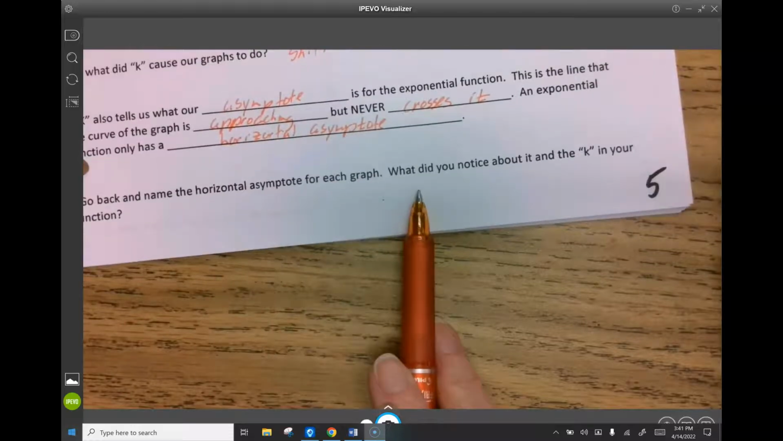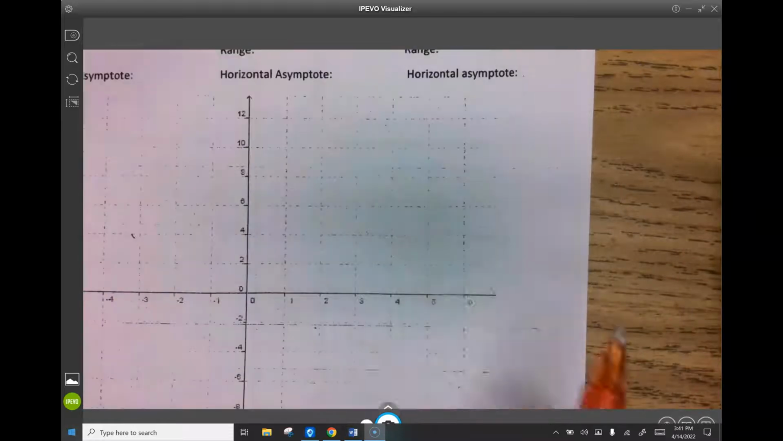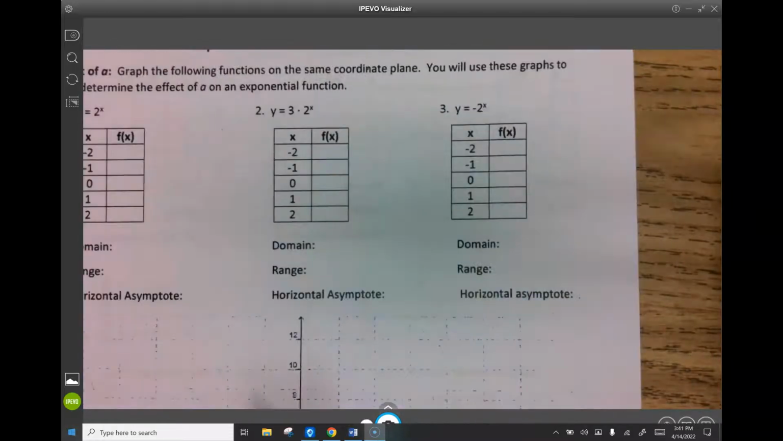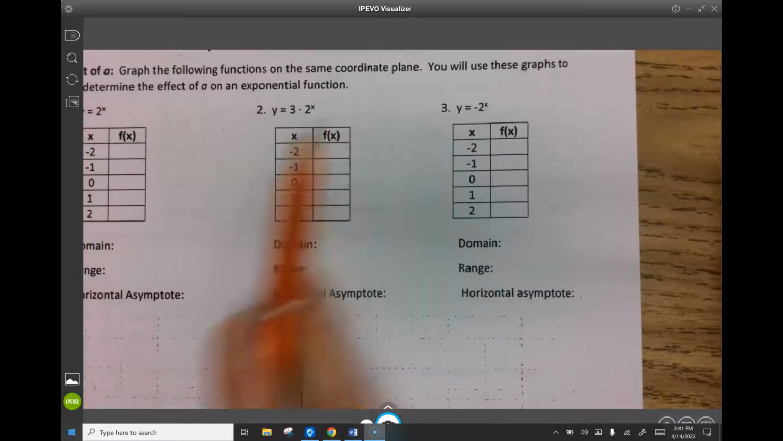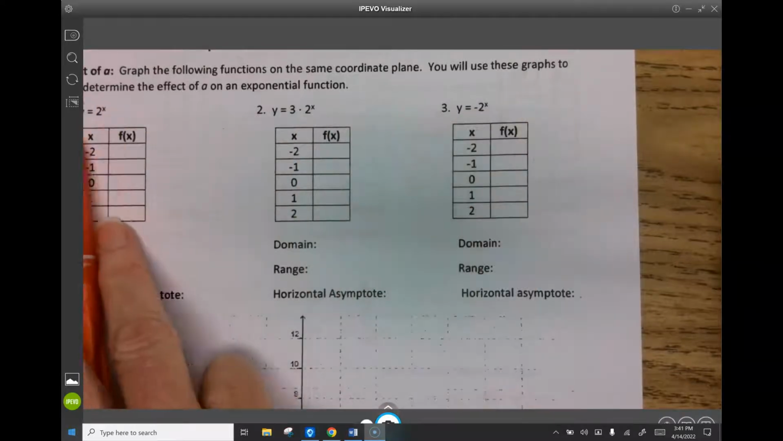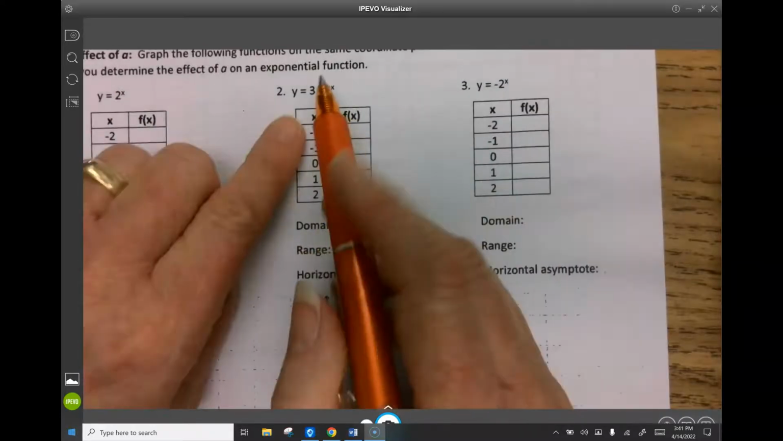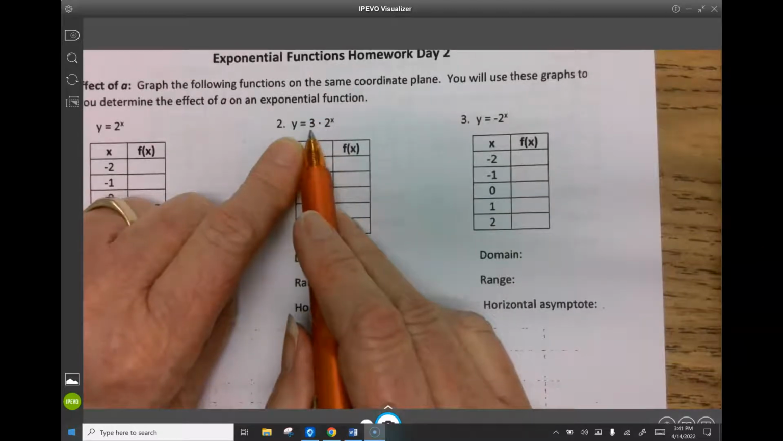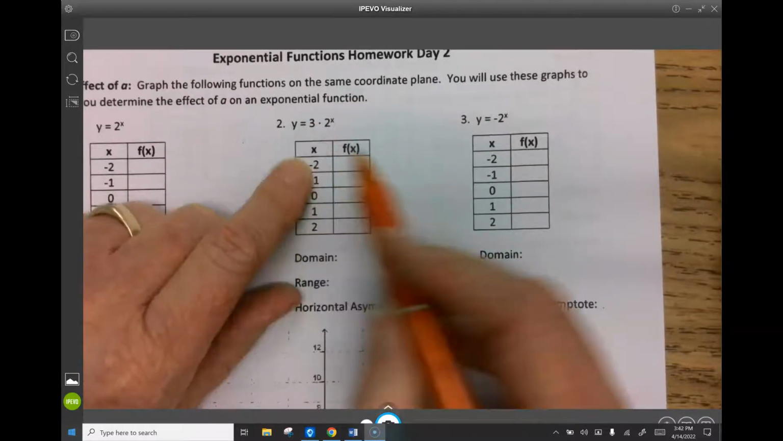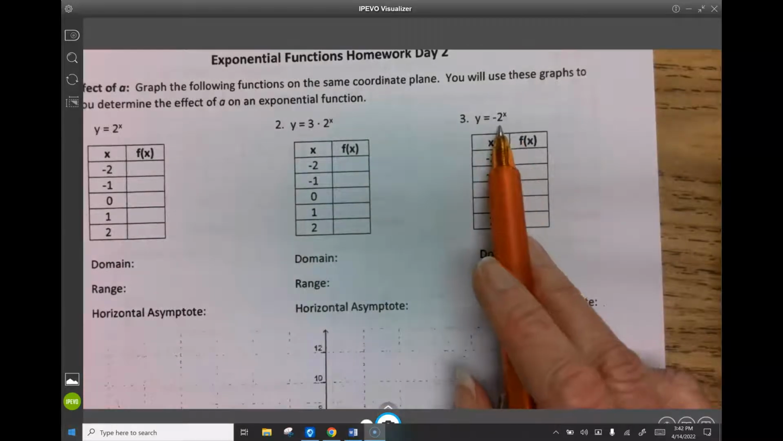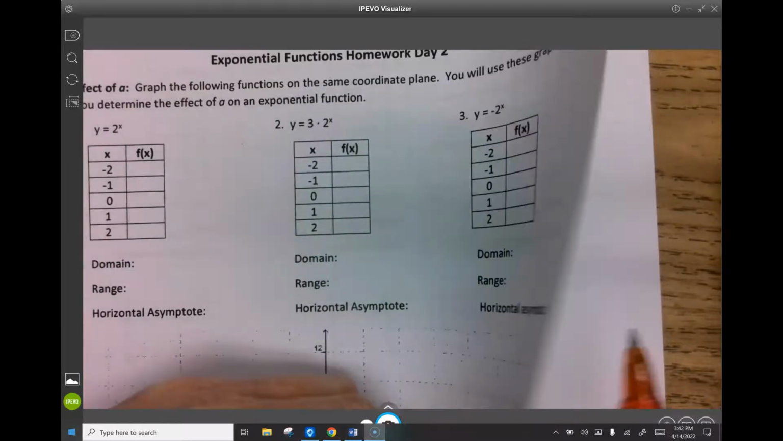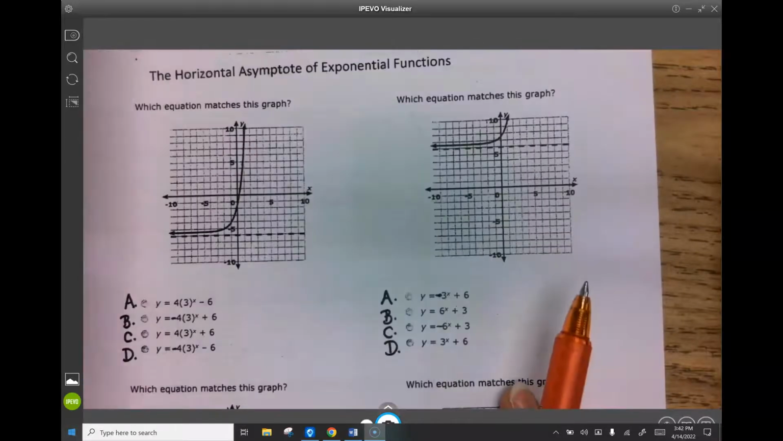Okay, now this next one says go back and name all the horizontal asymptotes down here. We already did that because yesterday we knew that our asymptote was x equals 0. So what they want you to do on homework is graph the following functions on the same coordinate plane. You will notice these graphs help you to determine the effect of A. Well, look at here. What do you think A is going to do here? That's right, it's going to make it narrow. It's going to make it go up faster, so even faster. So plug that in and see what happens. What's this one going to do? Yep, it's going to flip it over. But it doesn't hurt to graph it.